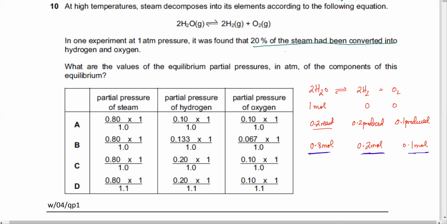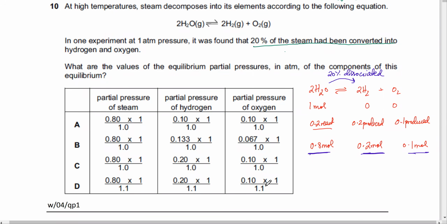So 20% is getting dissociated, and so out of 1 mole, you're left with 0.8 moles, and the 20% that has reacted ended up producing 0.2 moles of H2 and 0.1 moles of O2. Is this clear to everyone? Bhasga, is this clear? Minahil, is this clear?